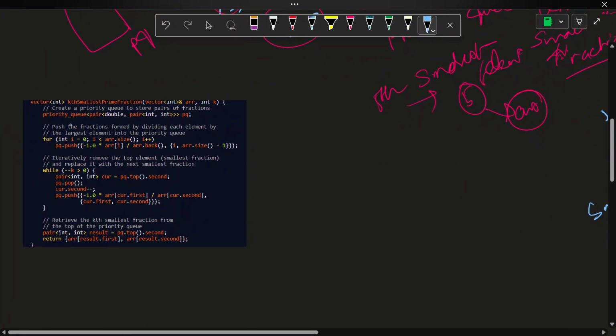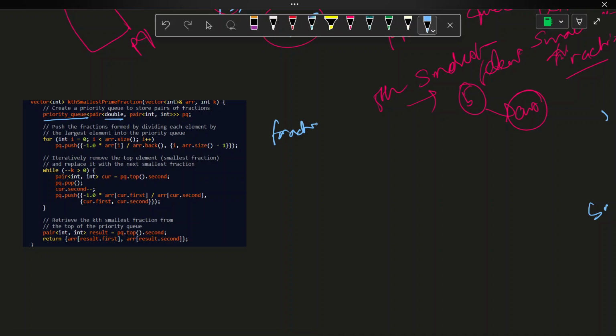So I have created a priority queue whose first value is a fraction value, because I have to get the value with respect to the fraction, and also one extra pair because I have to store the numerator and denominator. Okay, and now I push all the smallest fractions.